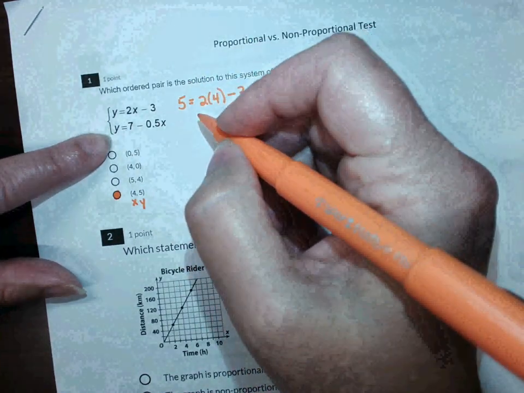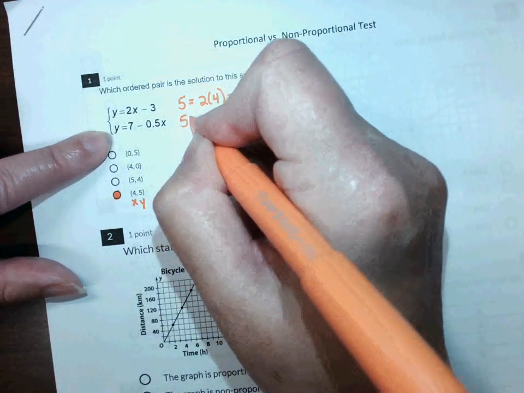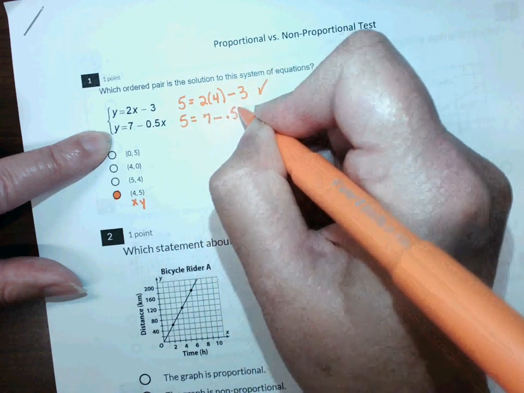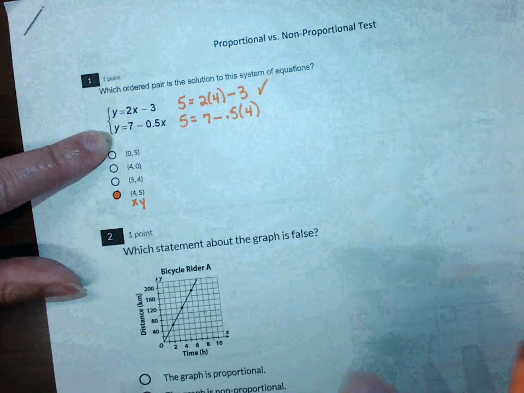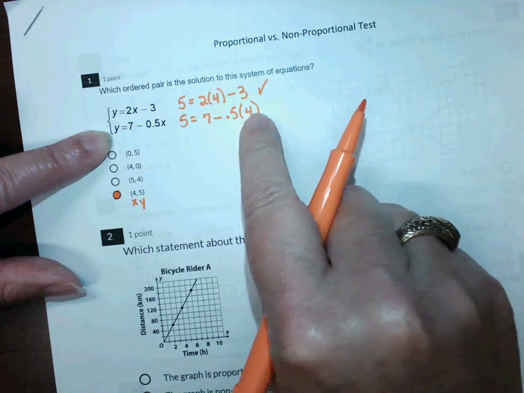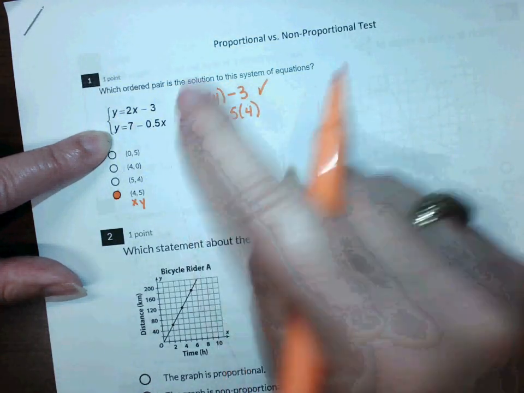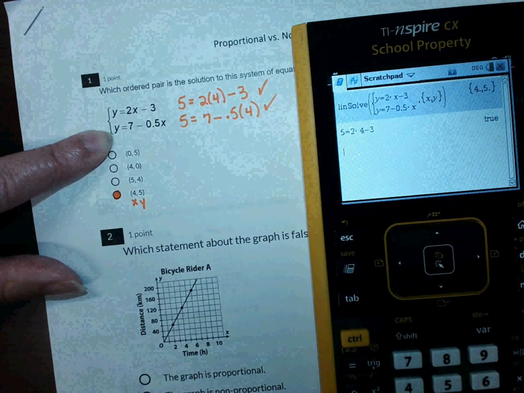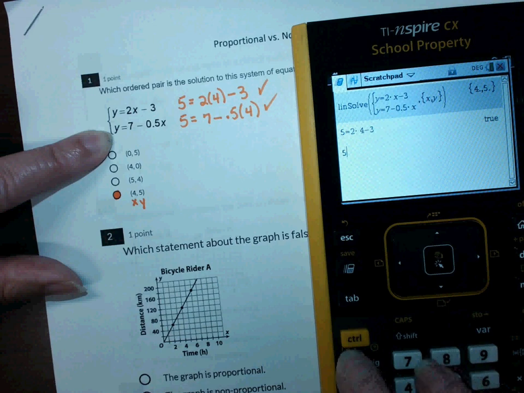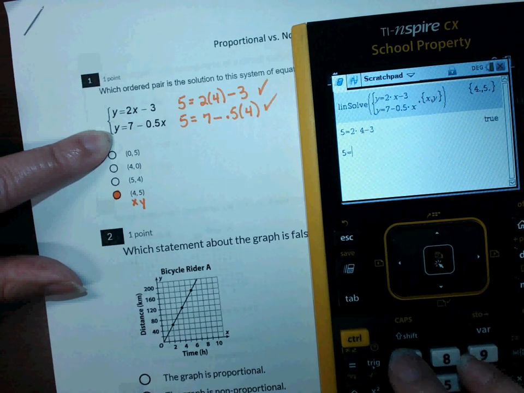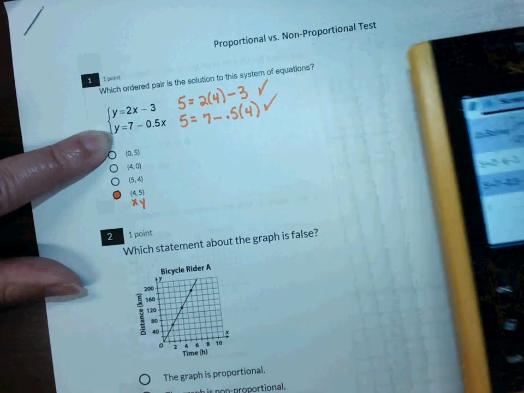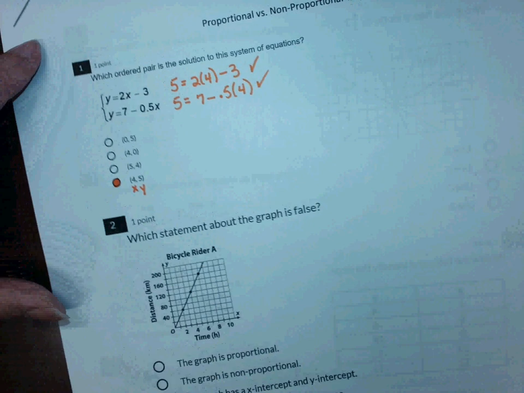Let's plug it into this equation. 5 equals 7 minus 0.5 times 4. Half of 4 is 2. 7 minus 2 is indeed 5. If you wanted to double check on your calculator, you would simply say 5 equals 7 minus 0.5 times 4, and it tells you it's true. Okay? Both of those are true.